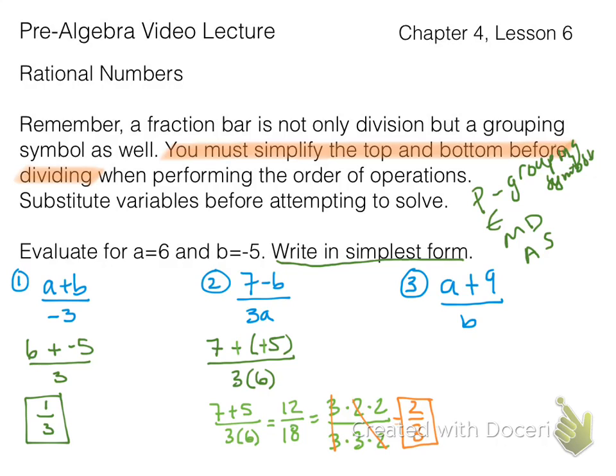I'm going to replace a with 6. 6 plus 9 over b. B is negative 5. 6 plus 9 is 15. 15 over negative 5 is negative 3. And that's as simplified as it gets.